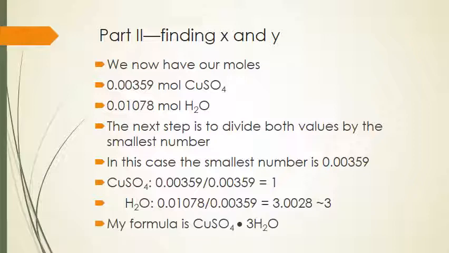What those numbers tell us is that my formula is 1 mole of copper sulfate, and if there's a 1, we usually don't put a number 1 in front of it. We just have no number, and 3 H2O. So the name would be copper sulfate trihydrate.